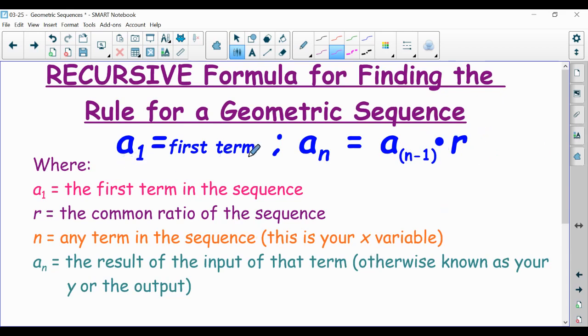Remember, it has two pieces of information. I have to know where it starts, so I give my first term. I put a little semicolon in between just to give some space. And then a sub n equals a sub n minus 1. None of that changes. Whether it's geometric or arithmetic, we still write this part the same way. The only thing that's different is we say multiplied by whatever your pattern is.